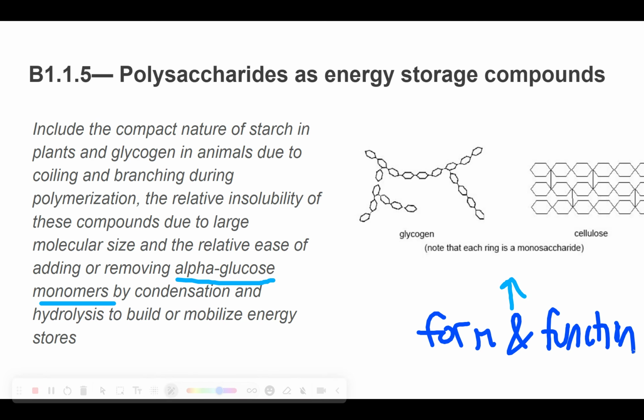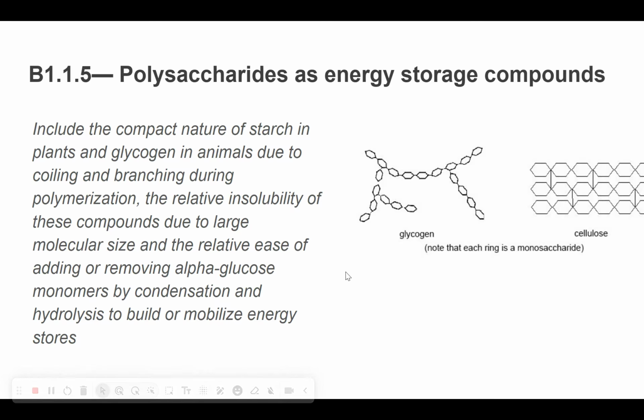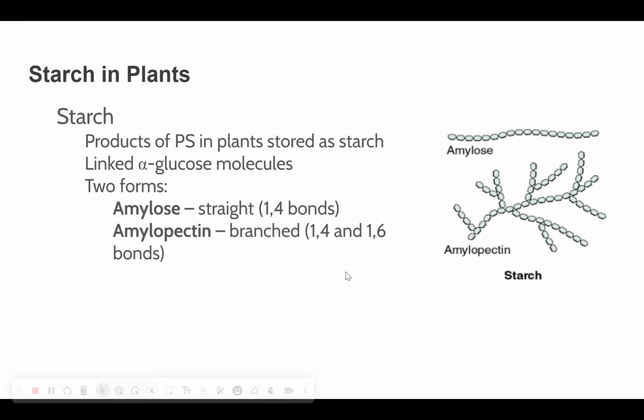Both of these molecules are polysaccharides composed of repeating chains of monosaccharides, but because of the composition of alpha and beta glucose, even though they're both composed of glucose, they end up looking and functioning very differently. All right, so starch is the primary polysaccharide that is used in plants. It is linked alpha glucose molecules. It has two forms, amylose, which is here, that is like a straight line, and amylopectin, which is here, that is branched.